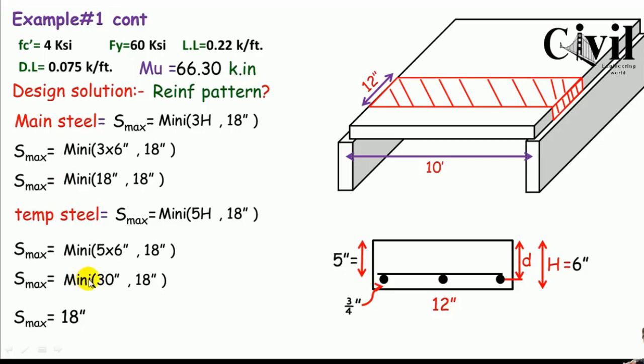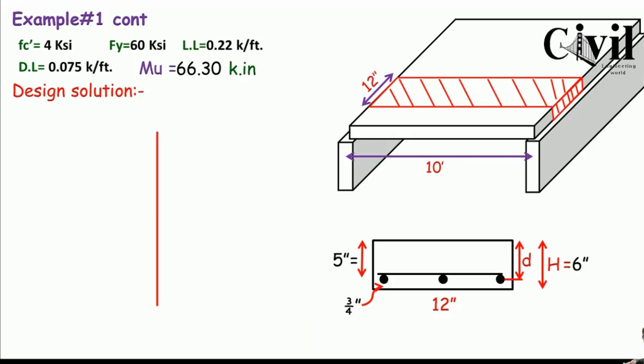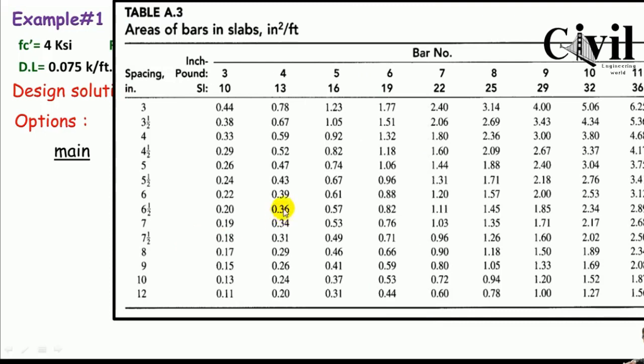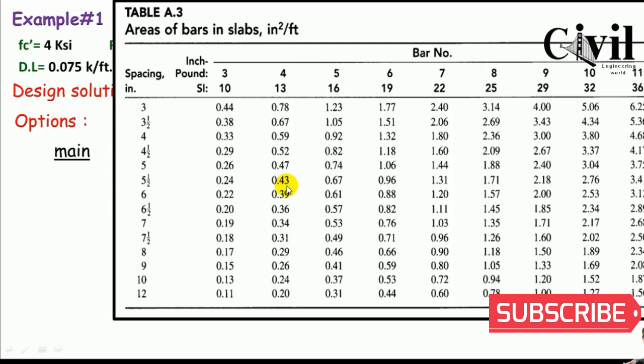So now the question in our case is which kind of reinforcement spacing we have to select. This is a very critical question. For that, we have to consider some options and look at the tables. For main reinforcement, we have to go to a table. As we already calculated the area of the main steel, we have to check the area of these steel bars and locate the spacing against the area.